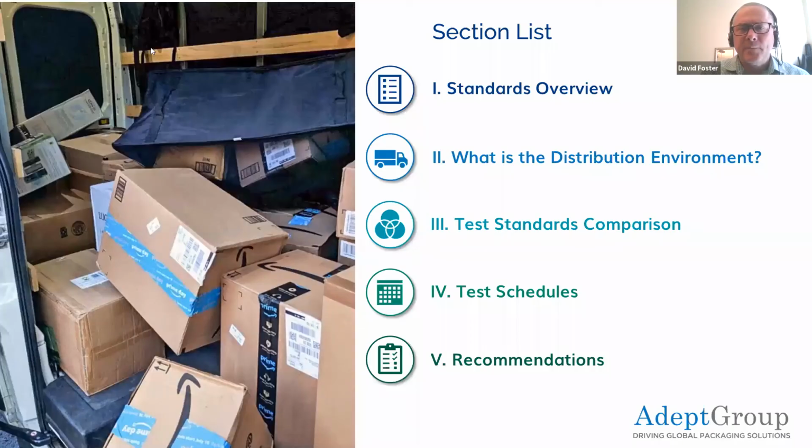So as an agenda, we're going to be looking at an overview of the standards, who are the bodies that produce these standards. We're going to be talking about the distribution environment and how to find out more about that distribution environment. We'll be looking at some of the more specific standards that are produced by standards bodies, comparing some of those schedules. Then we're going to be looking at creating our own custom schedules, using an example of that with case studies. And then we'll be finishing off with some recommendations.